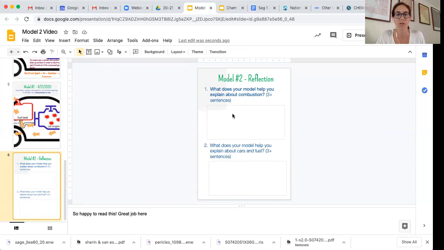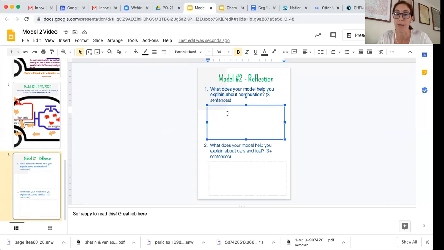So the first question on the reflection was asking, what does your model help you explain about combustion? And when I look at these three models, I learned a couple of important things. The first thing that I learned is that in a combustion reaction, they're always the same reactants. And I'm just going to type here. Reactants are hydrocarbons, and I know the exhaust is the product. And after some revision, I would know that the exhaust includes CO2 and water, H2O, sorry. That's something really important that I learned about combustion.